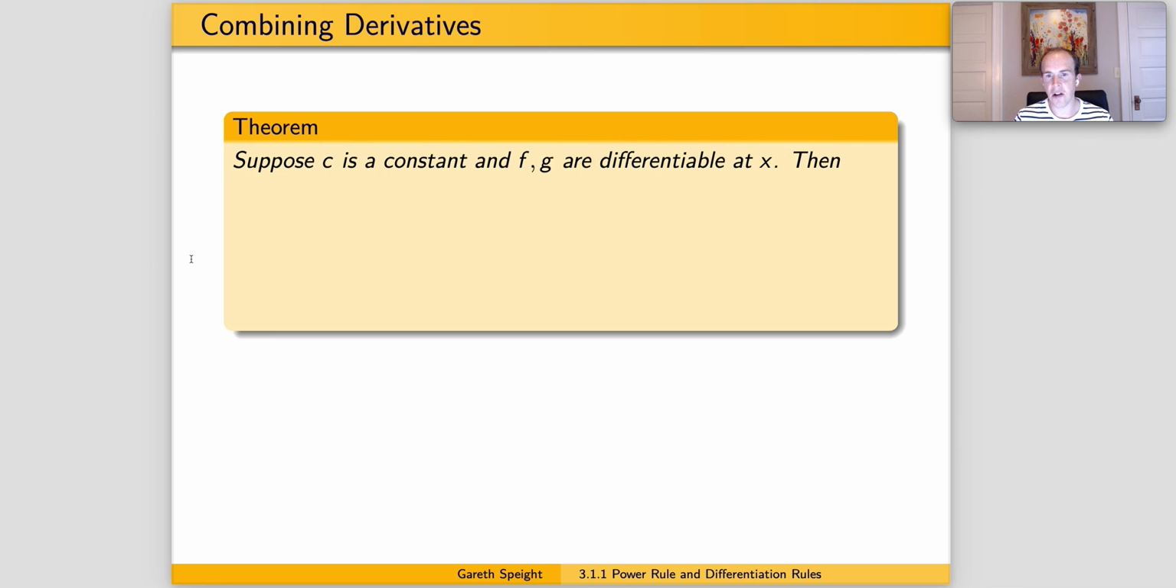So let's suppose that c is a constant, and we have two functions that we know are differentiable. For the moment, we know power functions are differentiable. Later, we're going to have lots of other functions which we know are differentiable that we can apply this to. So we start with these building blocks, and then we can put them together.